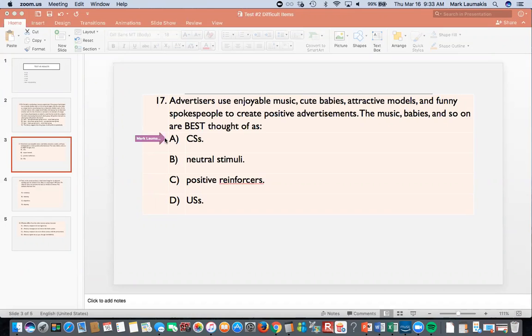It could be some kind of beer. It could be some kind of car. It could be some kind of software program, right? And we pair these things together with the things that we know people really have a positive reaction to. So in this case, again, the correct answer choice was D. Okay, any questions on that one?